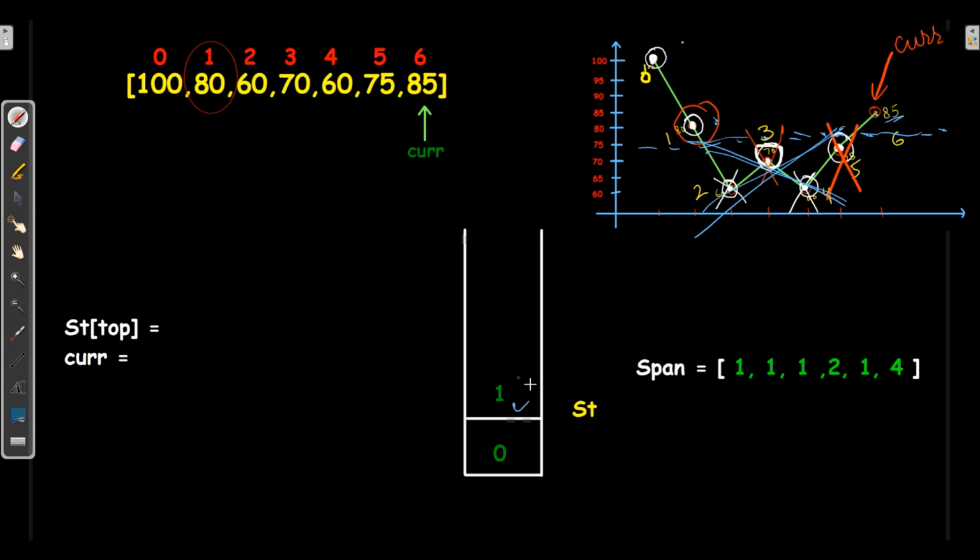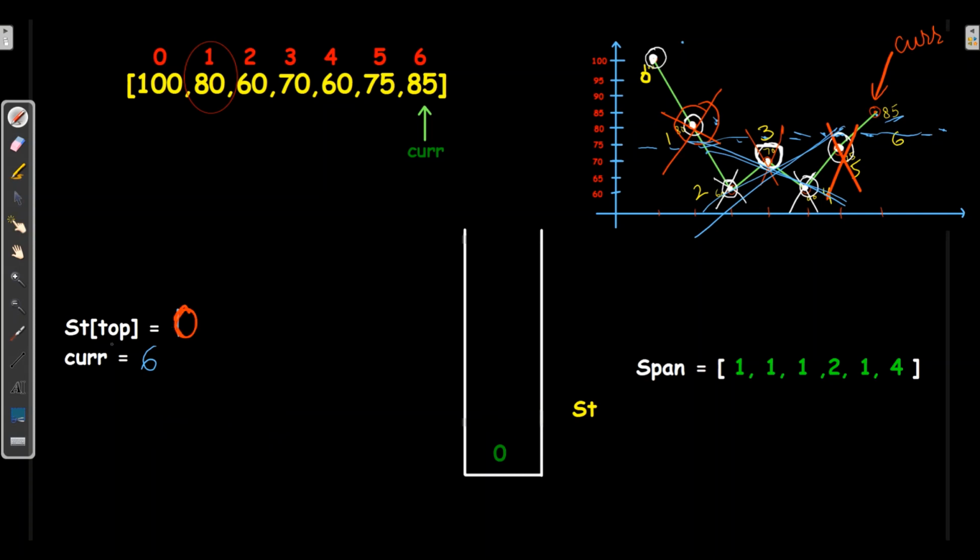At stack top it's 1 index and for the current we are having 6. Now we will compare the prices. Stack top, which is 80, is 80 greater than 85? No, this was also not to be included. It will be popped out. Now we have at the stack top 0.